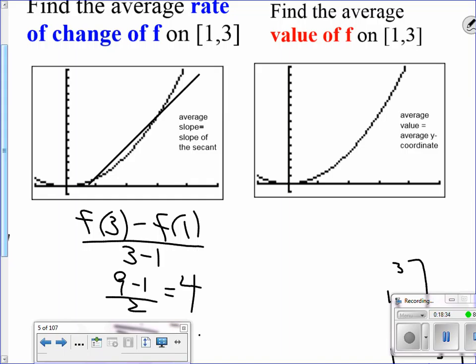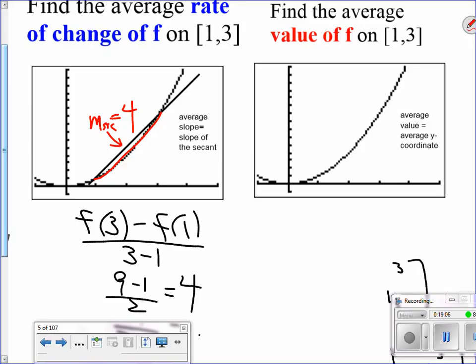So if you have this parabola drawn, between 1 and 3, from here to here, even though the slope is changing, sometimes less than 4, sometimes greater than 4, this average slope, the average rate of change, which is the slope of the secant, equals 4. Slope formula. Got it?